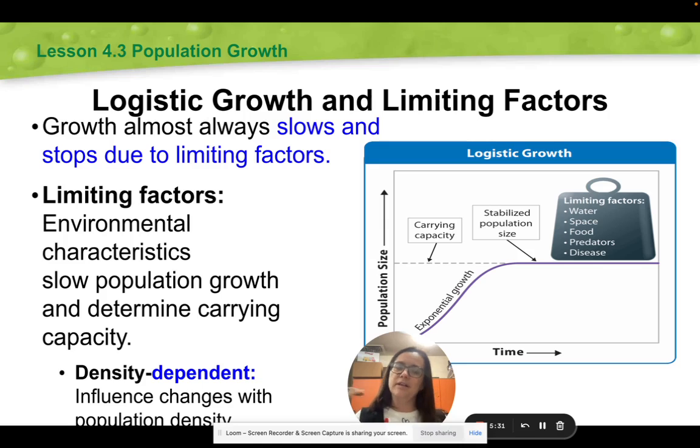Where that population levels off is what we call the carrying capacity. So the carrying capacity is just the amount of one specific species that an ecosystem can support. And carrying capacity can be different, right? The carrying capacity for, say, rabbits is going to be very different than the carrying capacity for, say, a wolf, okay? But there is that carrying capacity.